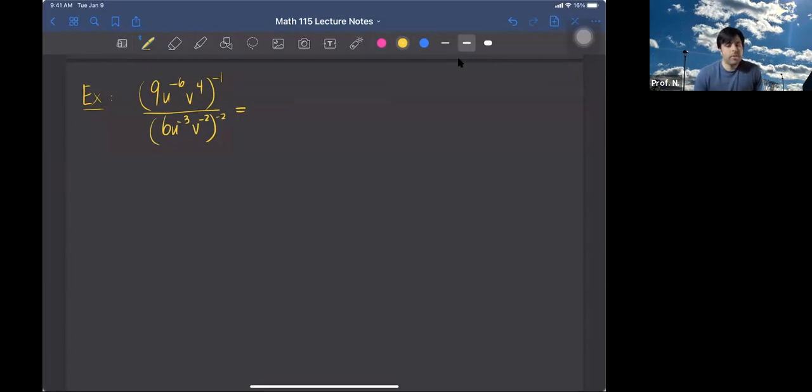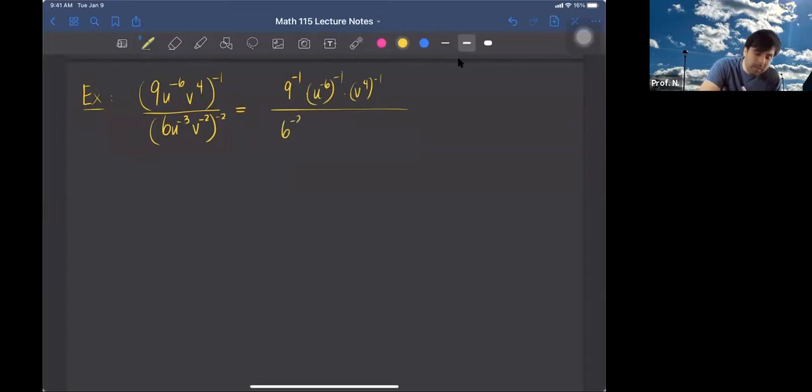Distribute the exponent first. So yeah, that's probably the most common way. You can say, hey, we can take 9 in the numerator, raise it to the -1. Take u to the -6, raise it to the -1. That's one of the rules, right? And take v to the 4th, raise it to the -1. I think that's probably the easiest one to do.